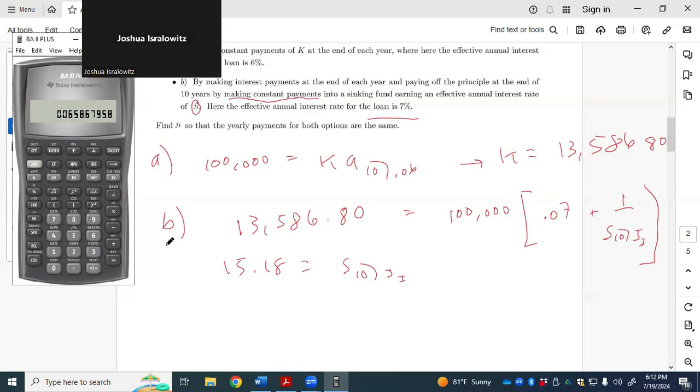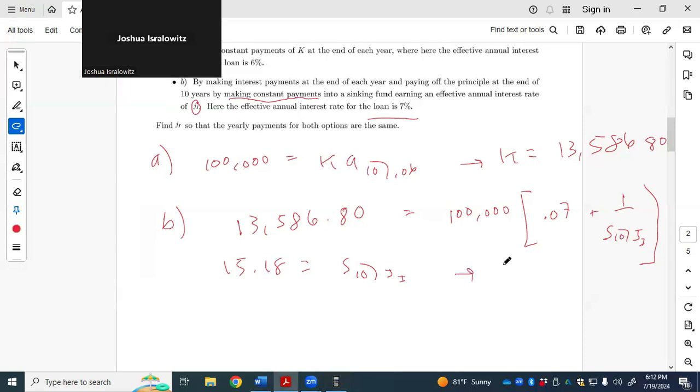Yeah, so I'm just solving for S10 at rate J. I trust that you can do that. That's 1 over. Store it in a 2 spot. All right, so let's clear TVM, make this the future value, 1 payment, 10 N, compute interest rate. So kind of a high interest rate, 8.98%, 0.0898.